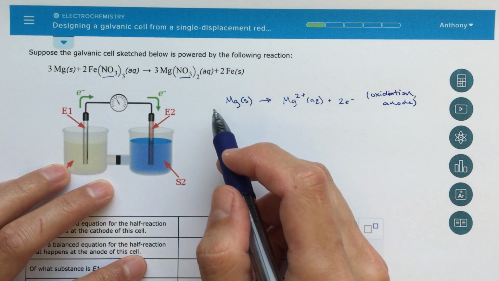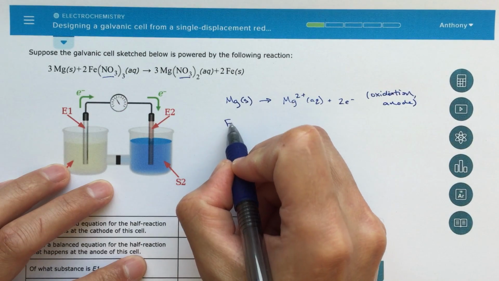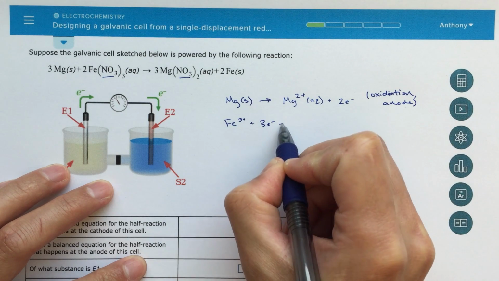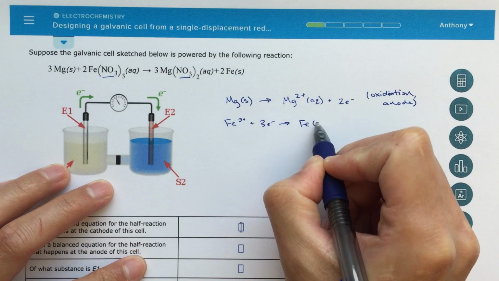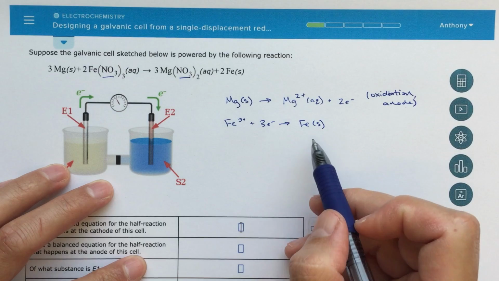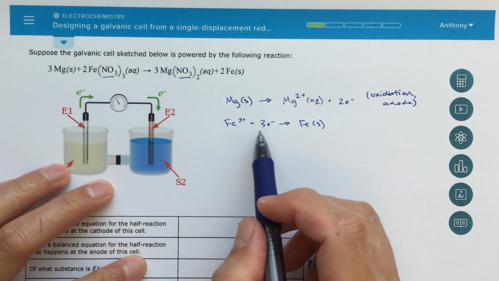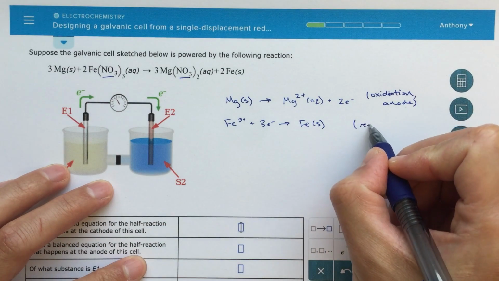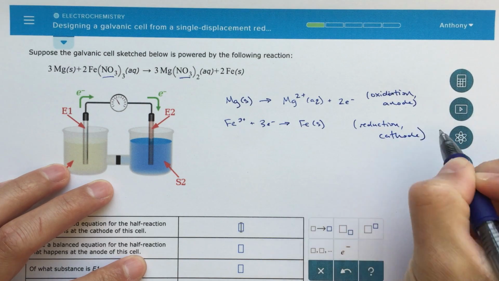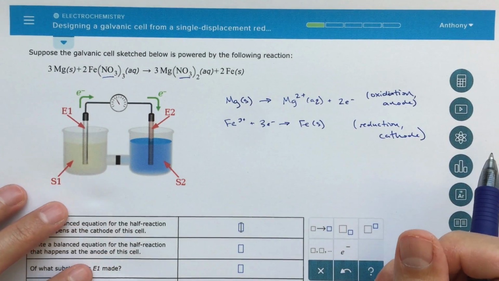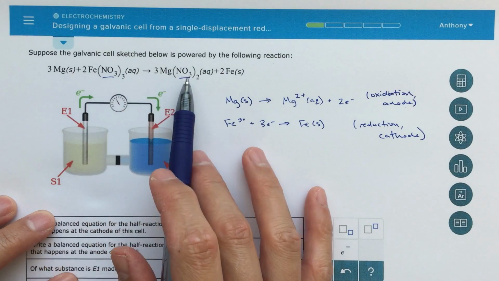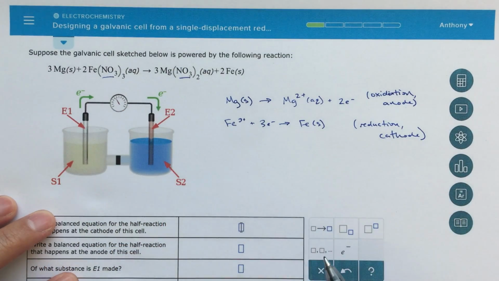And then my iron: I would have Fe3+ plus 3 electrons goes to iron solid. Again, I'm ignoring these coefficients for now. We'll talk about that in just a second, like I said. But this would just be my basic reduction reaction. So this is my reduction. This is going to happen at the cathode. Remember that reduction happens at the cathode. And these are my relevant half reactions. I'm not worried about the NO3. It's a spectator ion. It's just a counter ion.